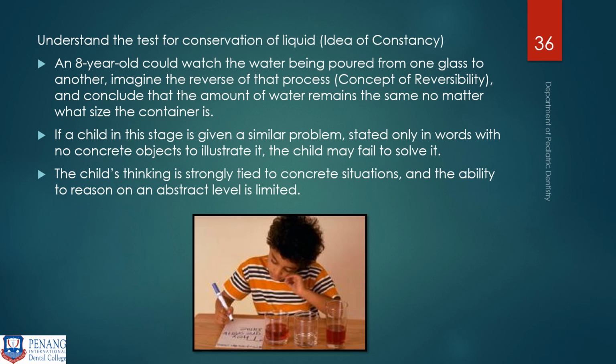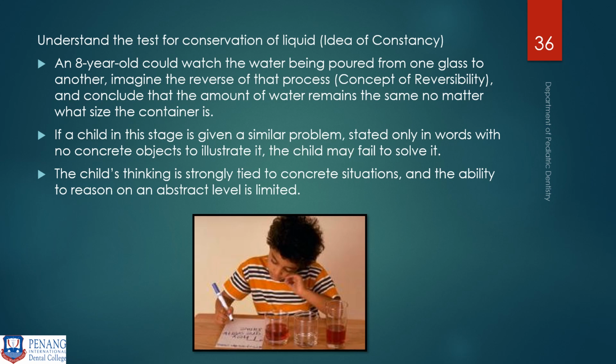Okay, now this is the time that they will understand the test of conservation of liquid, the idea of constancy, which we saw the child in the earlier stage cannot do. So an 8-year-old can watch the water being poured from one glass to another, and he can imagine the reverse of the process. This is called the concept of reversibility. So he will understand, okay, the water is coming from the same beaker, and then he will conclude that the amount of water remains the same no matter what size the container is. So he can tell you, oh, it's the same water, even though the tall glass looks like it has more water, the amount of water remains the same. So this is how the idea of constancy develops.